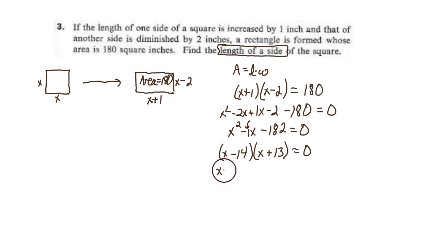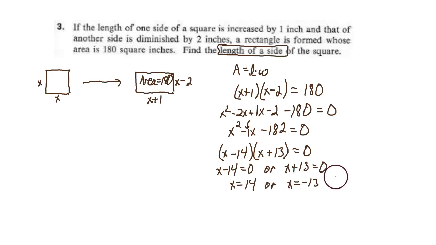Now set each one of these factors equal to 0 and solve them. This is x equals 14 or x equals negative 13. We're not done. We need to check these results against the original problem.